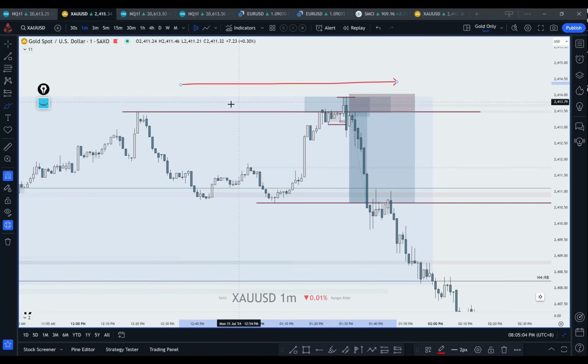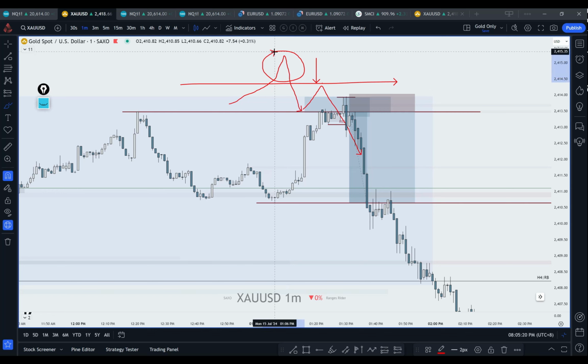If this is the level, the price goes higher and comes down, the first pullback into this area is a sell into this area. We are not expecting the price to come into this area. Why? Because you have to understand the logic. Why? Because the market has already trapped the buyers here.